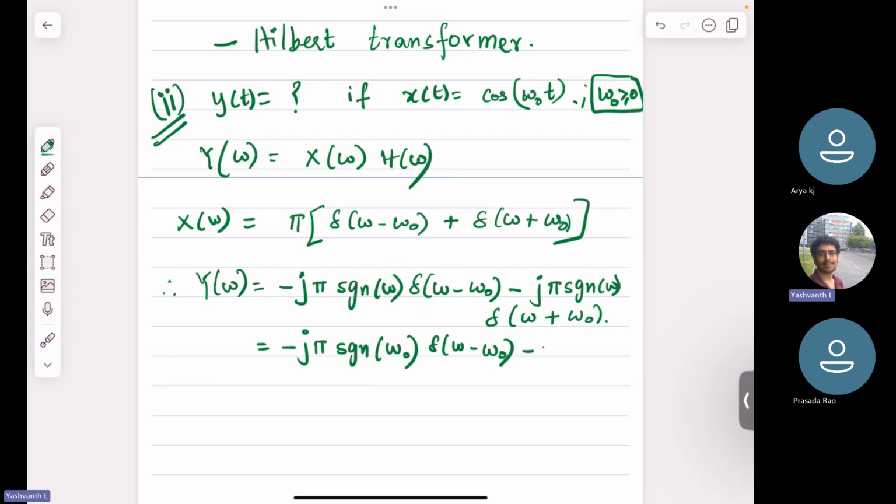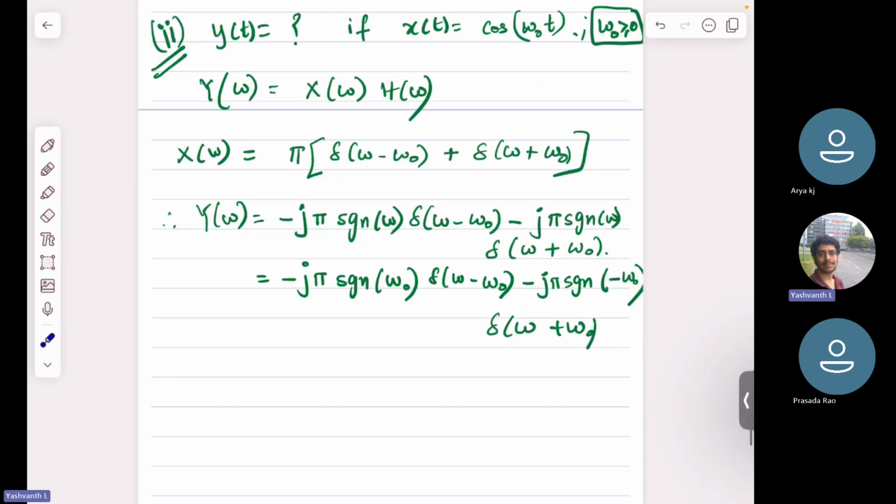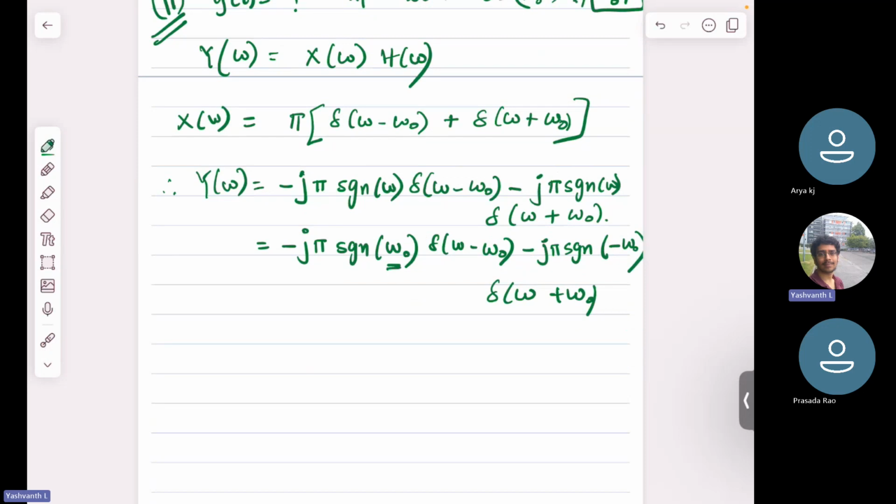Similarly, for the other case, it is minus j pi signum of minus omega naught into delta of omega plus omega naught. Again, by the same property of using the shifting property for the second delta function. Now, what is signum of omega naught? Omega naught is a constant, so it's a particular positive number. So this is equal to 1. Similarly, signum of minus omega naught is equal to minus 1. It's nothing but minus j pi delta of omega minus omega naught. Then you have plus, because minus into minus will cancel. So plus j pi into delta of omega plus omega naught.